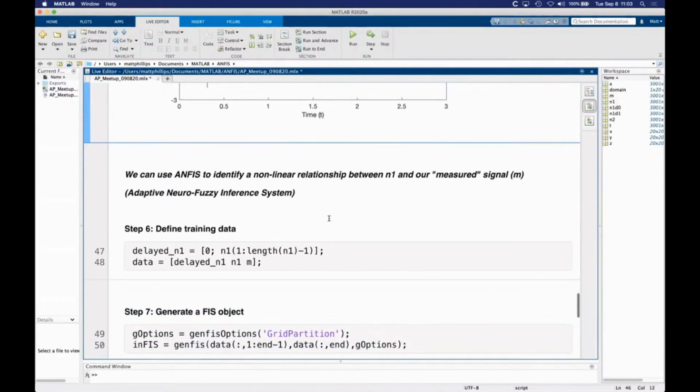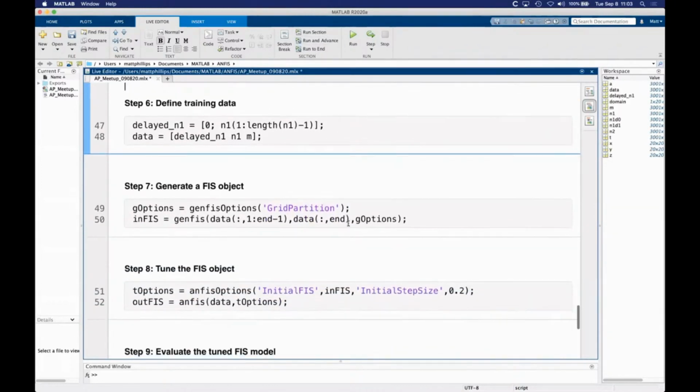So the first thing we're going to do, step number 6, is define our training data, which is our noise signal, our measured signal, and we need a delayed version of our noise signal to run through the blocks. So we'll just run this section. That's done. We'll move on to our next section.